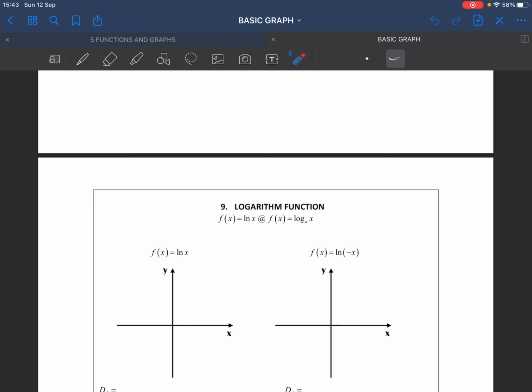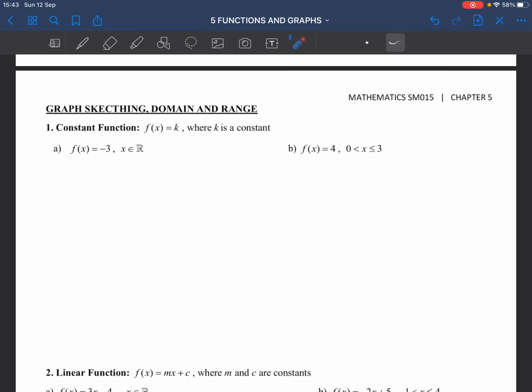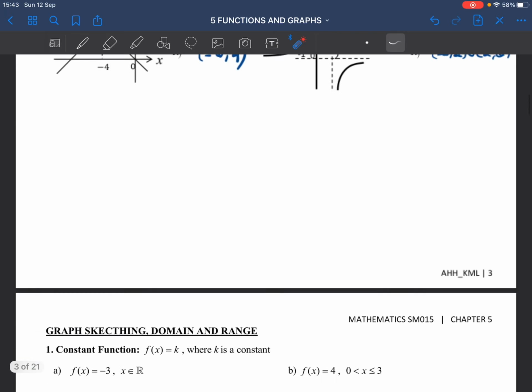Okay, mesti kena tahu, wajib kena tahu. Paling tidak pun mesti kena tahu apa shape graph tu, basic shape graph tu. Okay, so for sketching, let's put it here lah. Basically, sketching mesti wajib menggunakan pencil. Okay, so normally you will get 3 marks for sketching. Okay, 3 mark for sketching without determine domain dengan range lah.